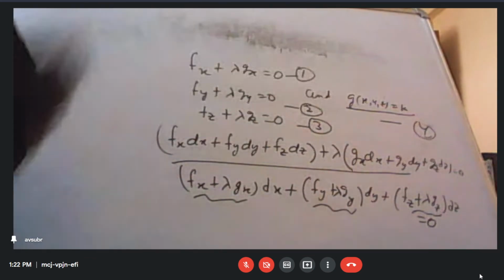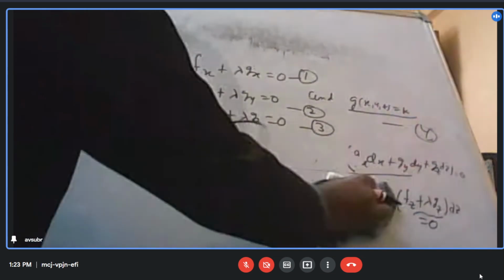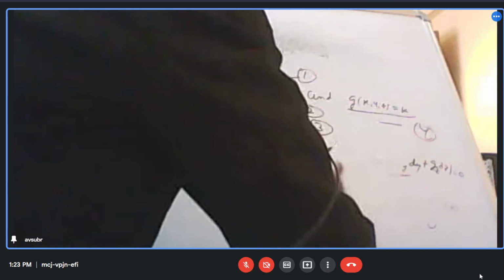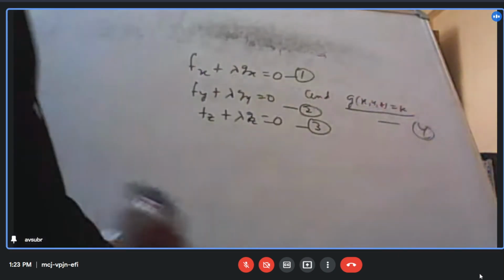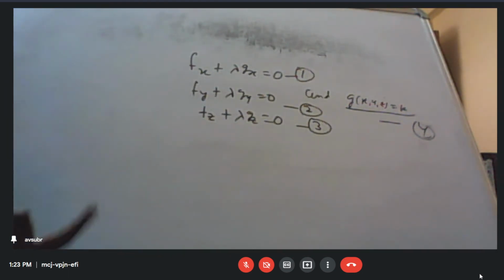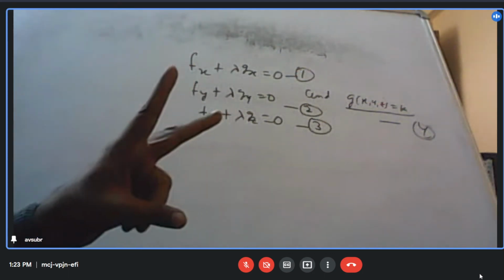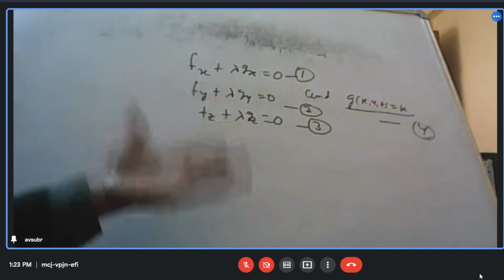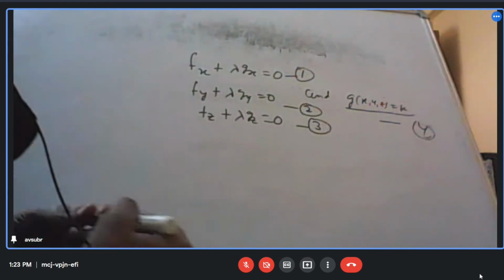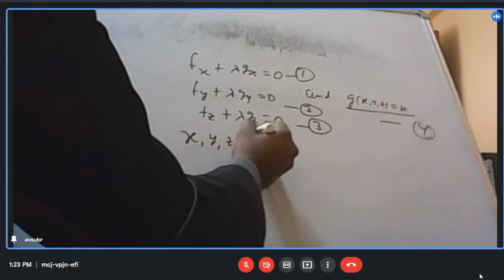Yes, sir. Okay. So we have 4 equations and we have 4 unknowns. What are the unknowns? X, Y, Z, and Lambda. So we can determine all those from 4 equations. Can we? Yes, sir. We can. If there are 2 unknowns, then we require 2 equations. 3 unknowns, 3 equations, 4 unknowns, 4 equations. Right? This is pretty simple. So from this we can find out values of x, y, z.